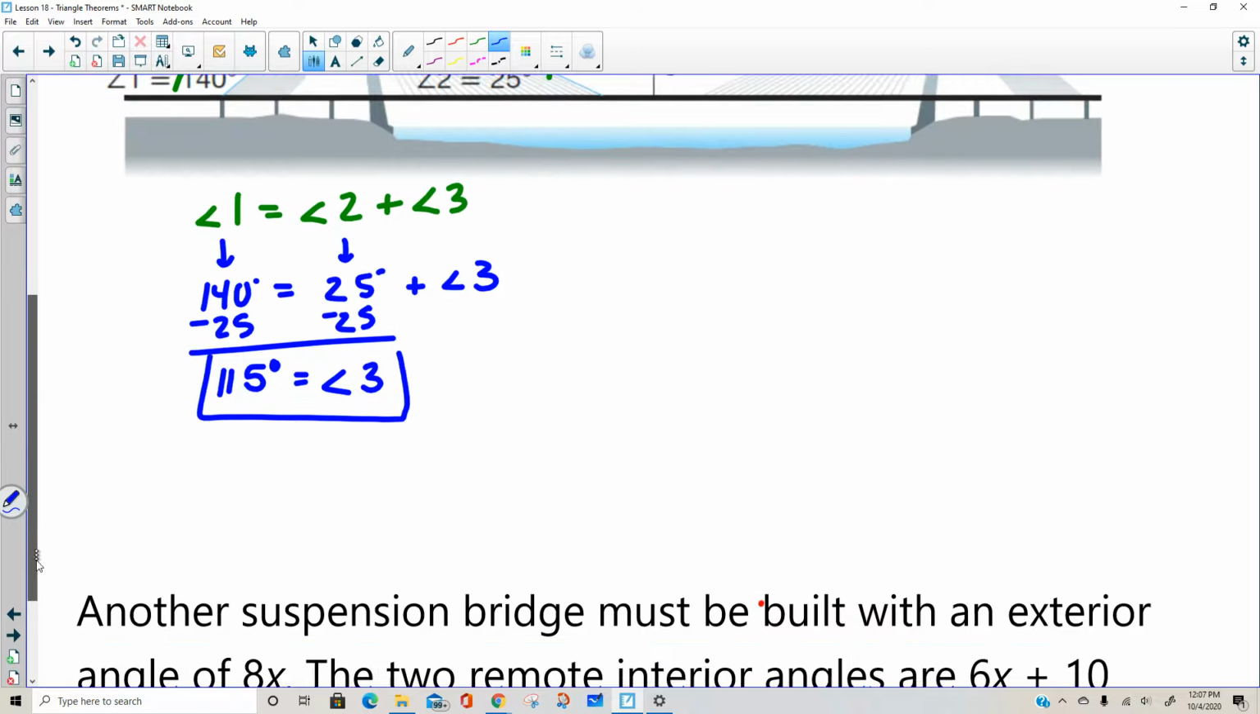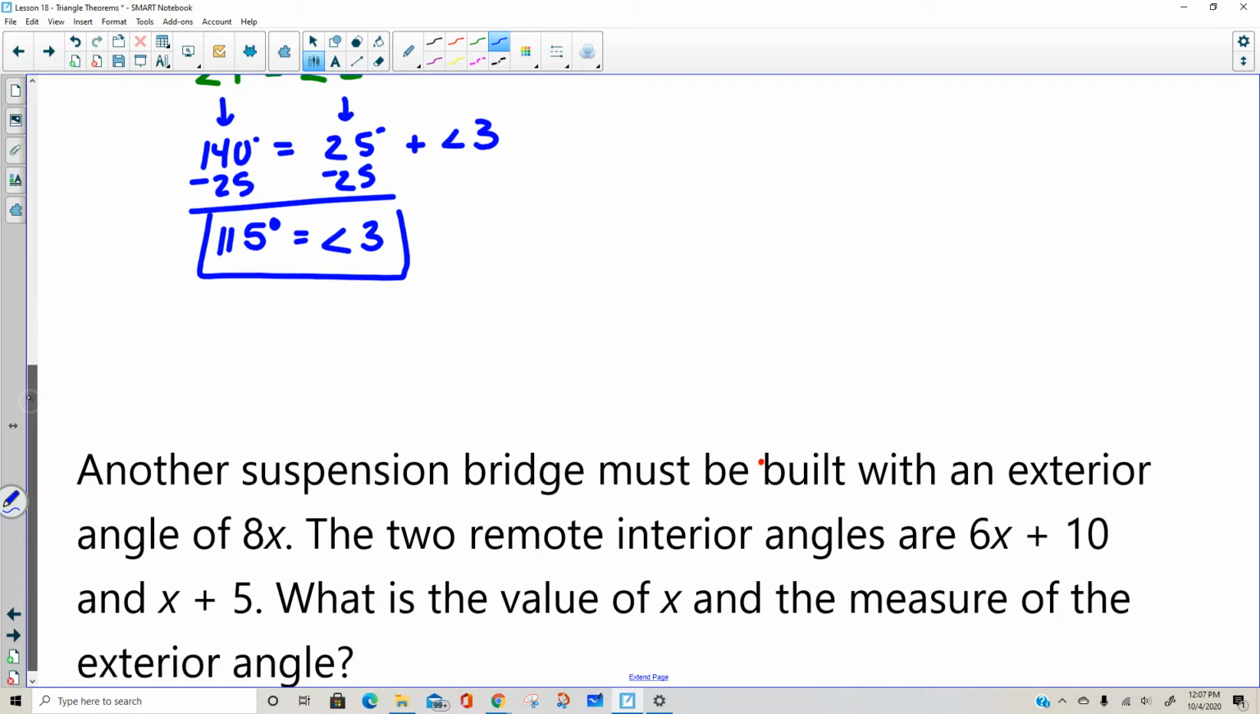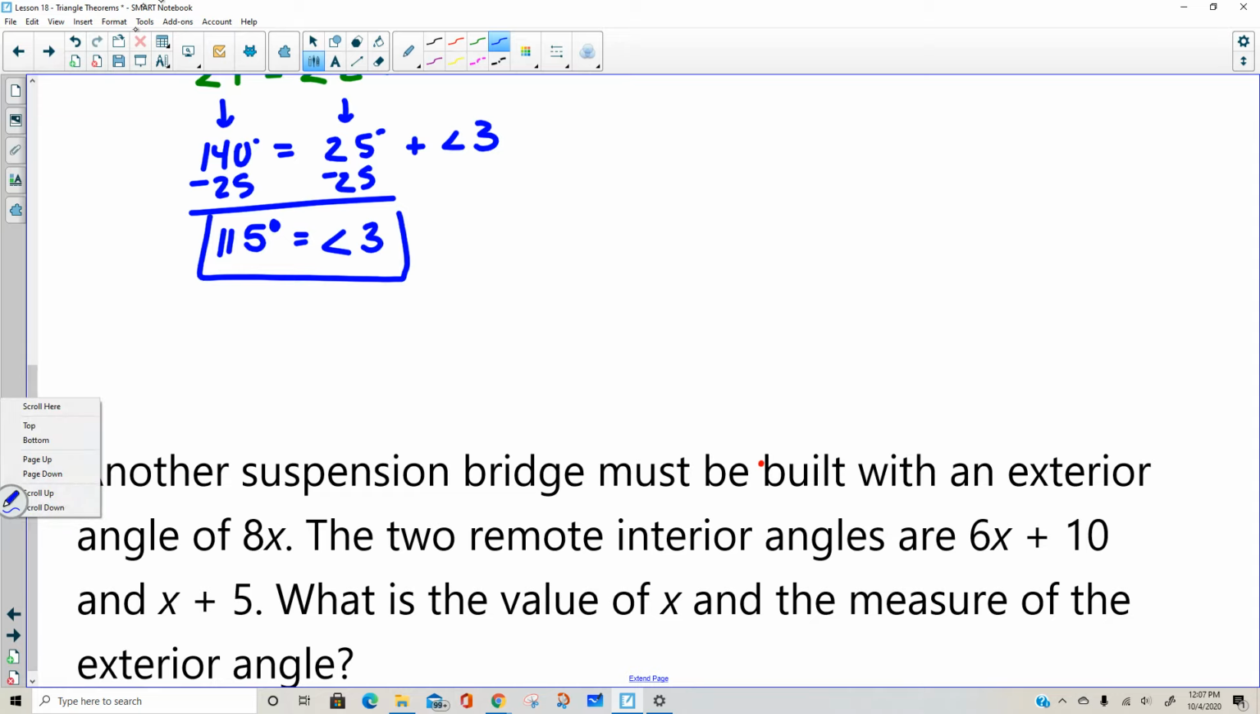All right, let's take this extension problem. Another suspension bridge must be built with an exterior angle of 8x. The two remote interior angles are 6x plus 10 and x plus 5. What is the value of x and the measure of the exterior angle? All right, so it's basically the same. We're just going to look at this in terms of an algebra problem with some x's in here.